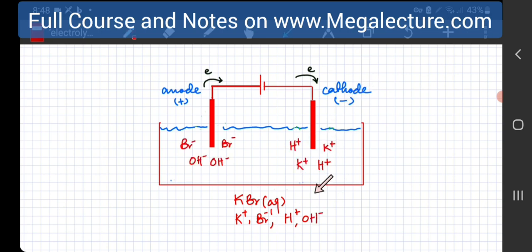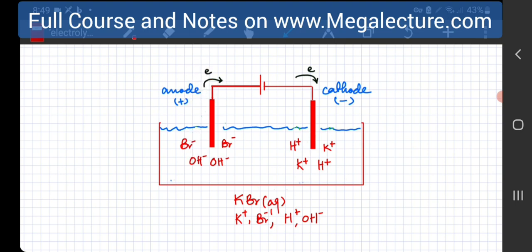The negative cathode will attract all the positive ions in the solution, so K+1 and your H+1, which would be coming from water, are going to get attached to the cathode. While your anode, the positive anode, is connected to the positive battery terminal. And remember, these are inert graphite electrodes at the moment, or platinum electrodes. So Br-1 and OH-1, the negative ions, will go and get attached to the anode.